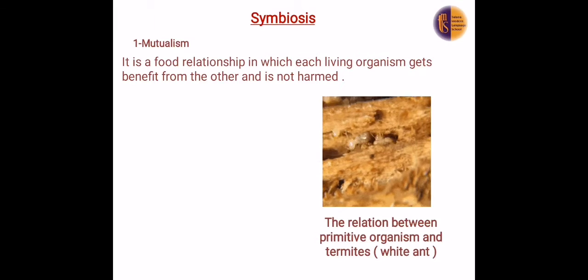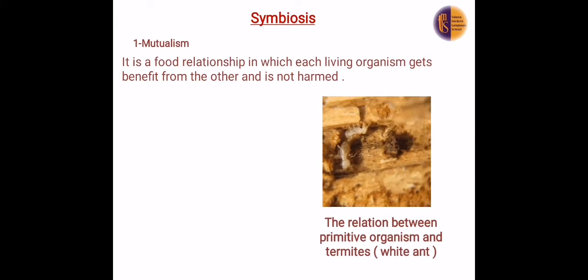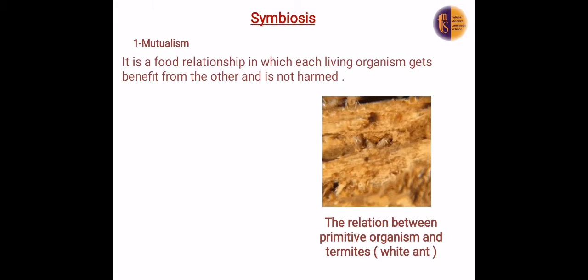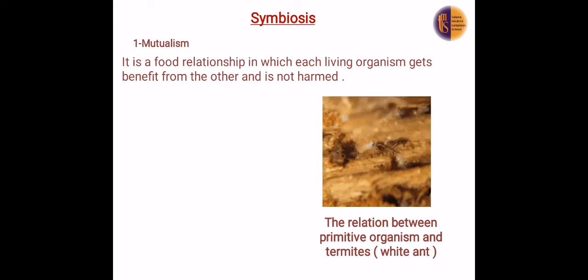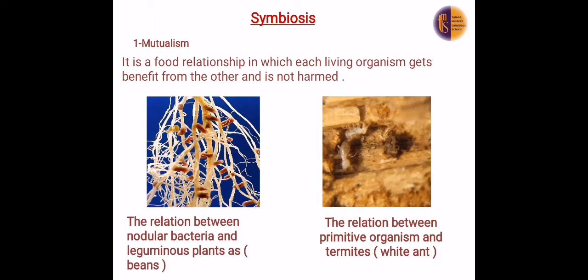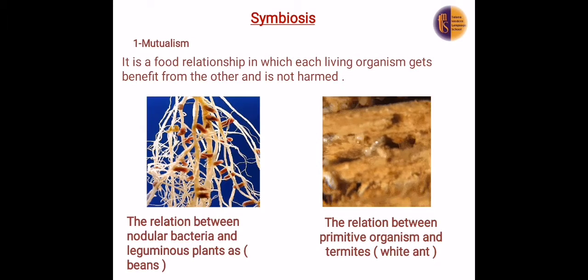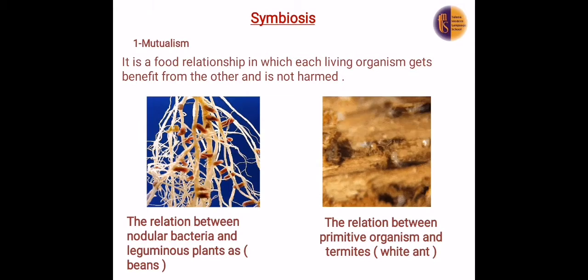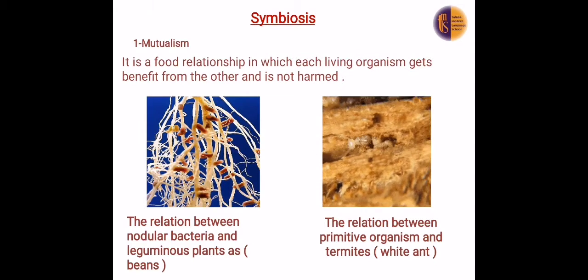Like what? Like here in the picture, the relation between the primitive organism and termites, which is the white ant. Number two, the relation between nodular bacteria and leguminous plants such as beans.